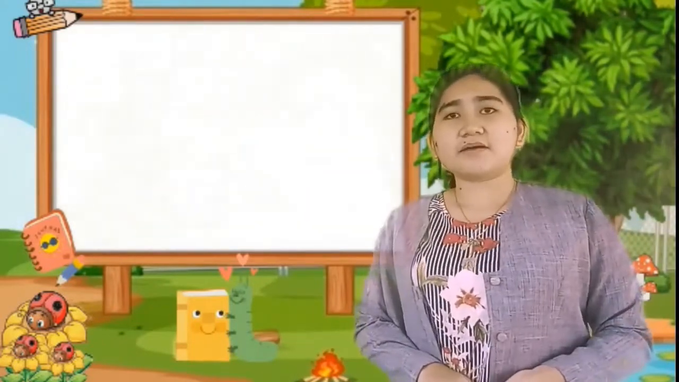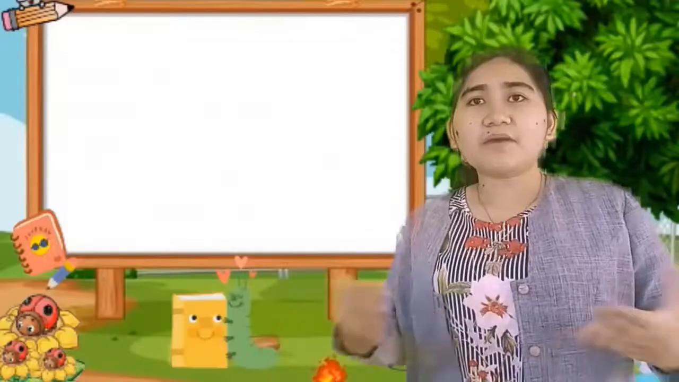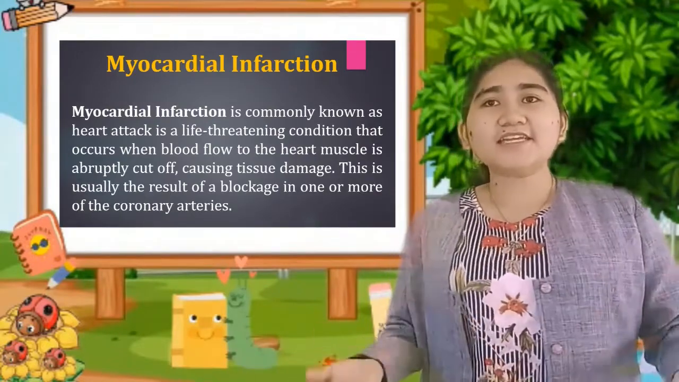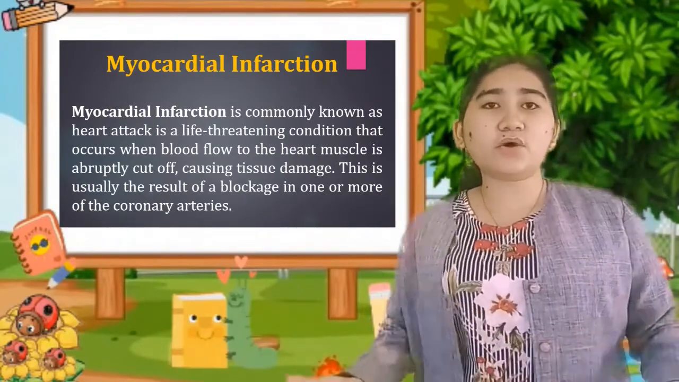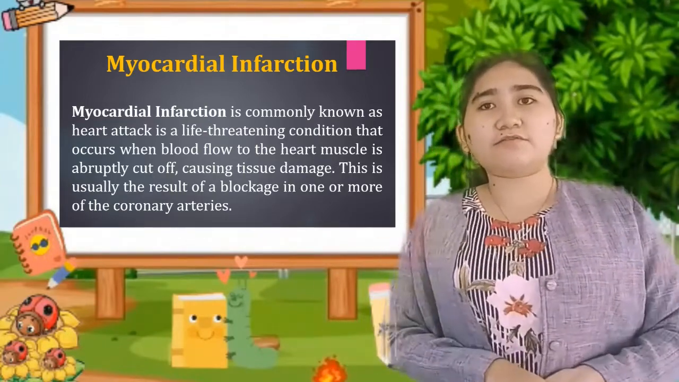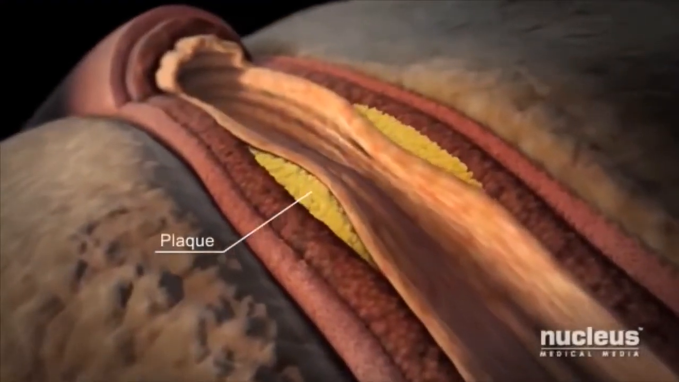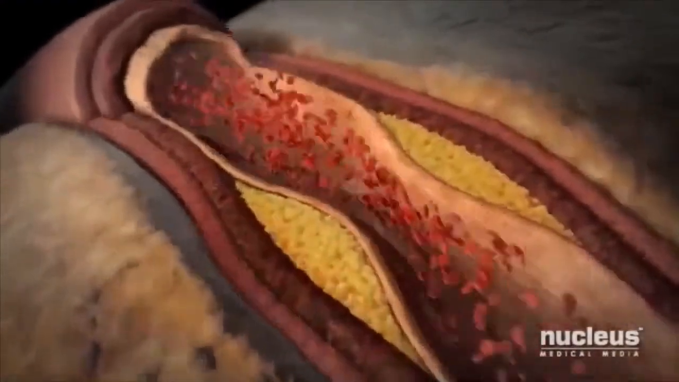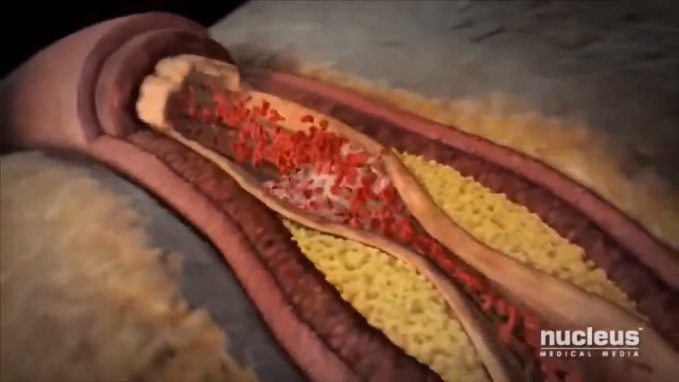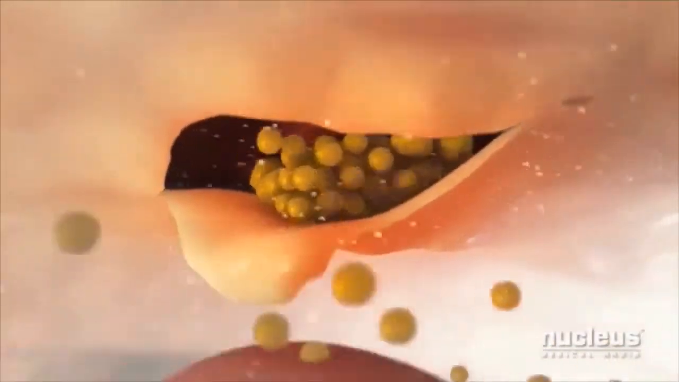The next cardiovascular disease is myocardial infarction. Myocardial infarction is commonly known as heart attack. It is a life-threatening condition that occurs when blood flow to the muscle is abruptly cut off, causing tissue damage. This is usually the result of blockage in one or more of the coronary arteries. The blockage can develop due to a buildup of plaque, a substance mostly made of fat, cholesterol, and cellular waste products.